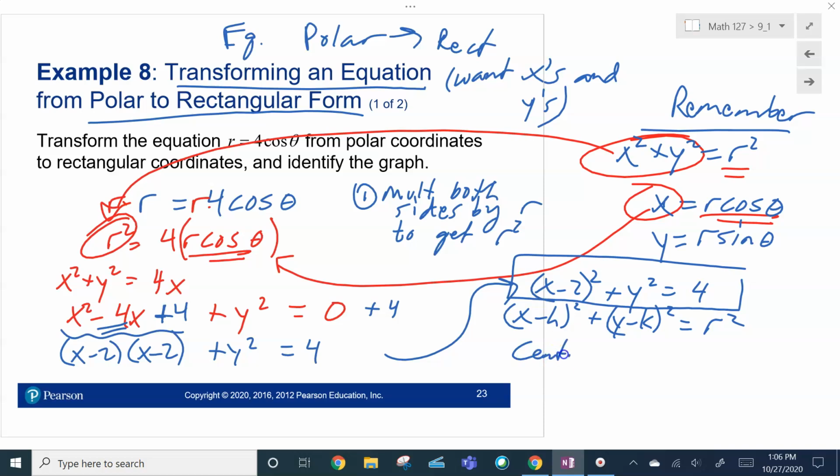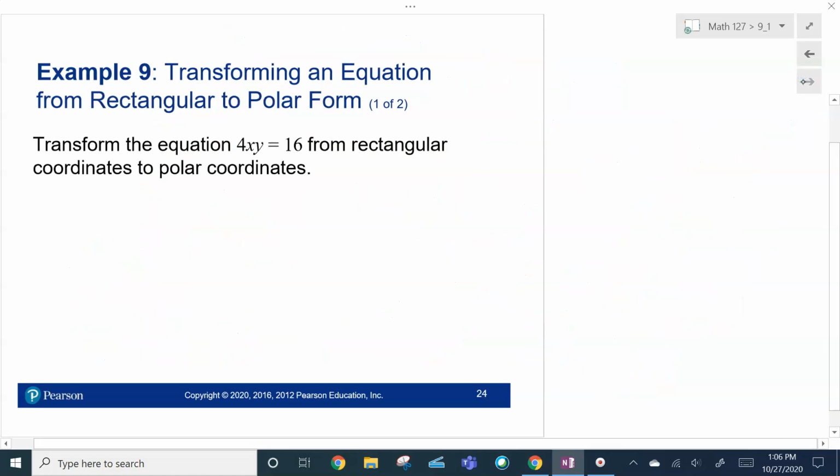So the center of the circle would be 2, 0, and the radius of this circle would be 2, since r squared is 4. All right, this was the goal right here. We had to get this in terms of x's and y's. We did it by substitution. We substituted after we multiplied both sides by r.